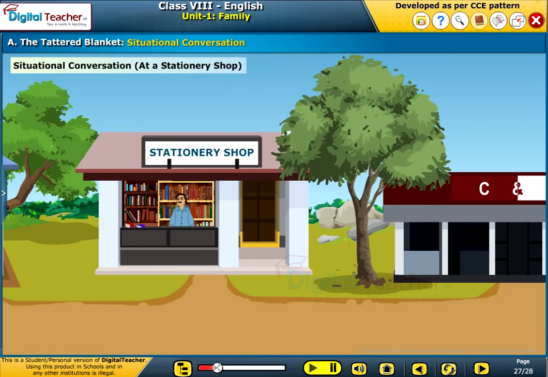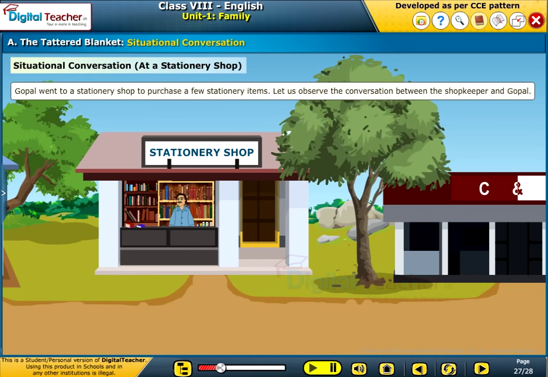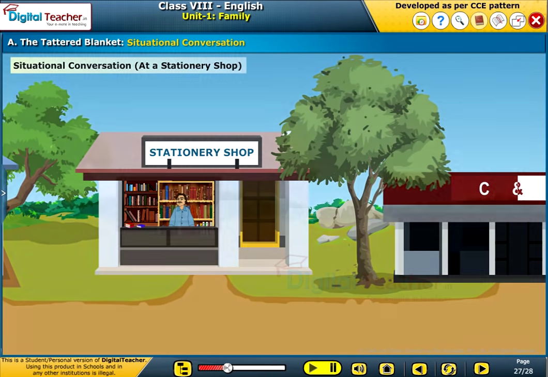Situational conversation. At a stationery shop. Gopal went to a stationery shop to purchase a few stationery items. Let us observe the conversation between the shopkeeper and Gopal.